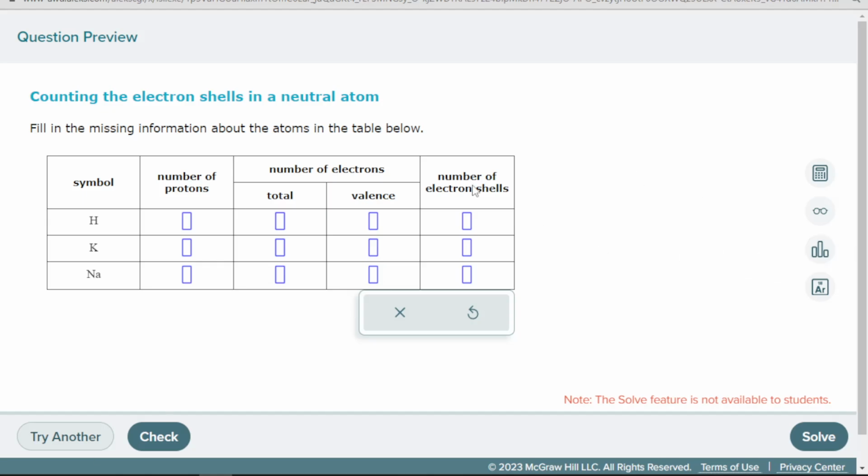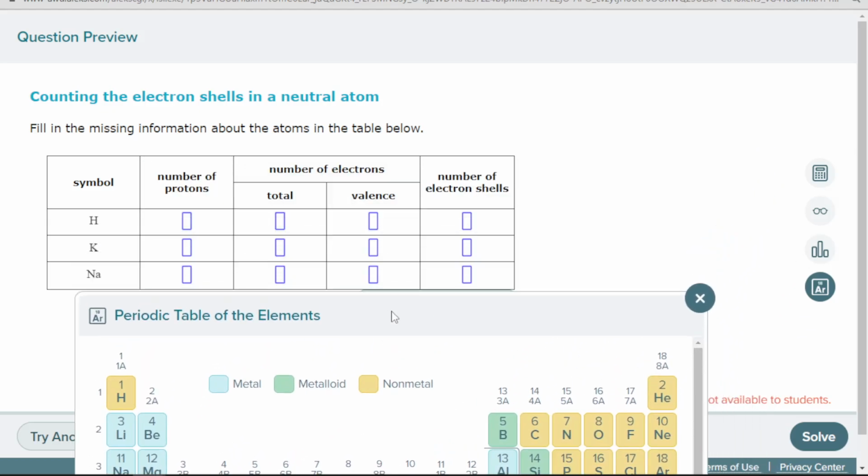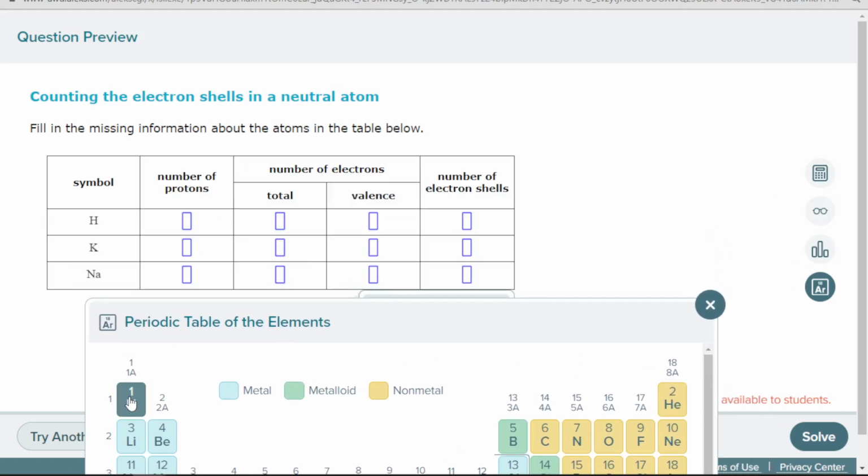So now looking back at this example, with the symbol, you can look at the periodic table and find the number of protons, the number of electrons, the number of valence electrons, and then the energy shells. So protons, that's atomic number. Electrons, that's atomic number. Valence electrons is group number. Since this is group 1A, there's one valence electron. Number of electron shells, that's period. And that's how you do it.